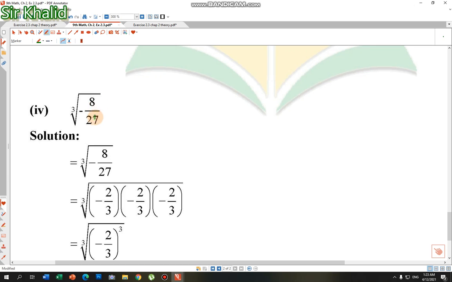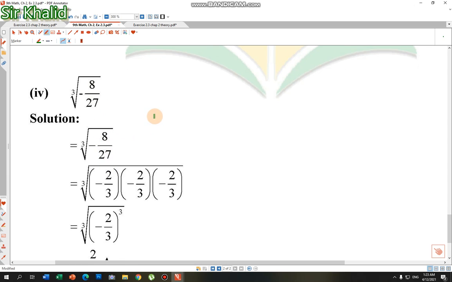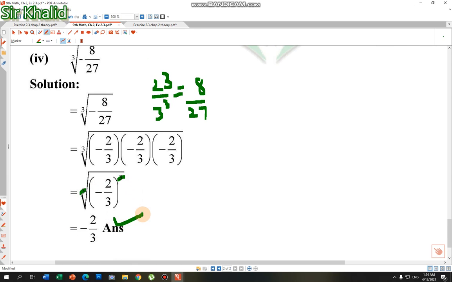The third root of minus 8 over 27. This 8 can be written as 2 to the power 3, and 3 to the power 3 can be written as 27. So this can be written as minus 2 over 3 multiplied by minus 2 over 3 multiplied by minus 2 over 3 together, minus 2 over 3 to the power 3. This will be cancelled by this index, and minus 2 over 3 will be left.